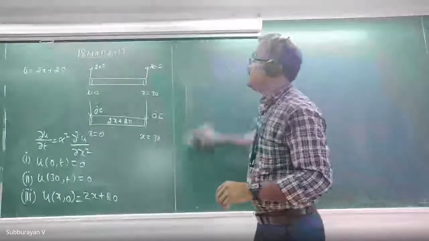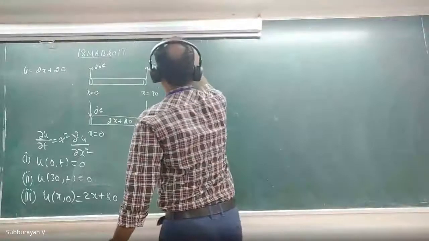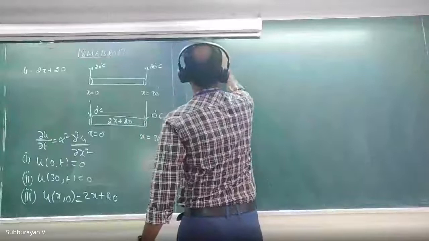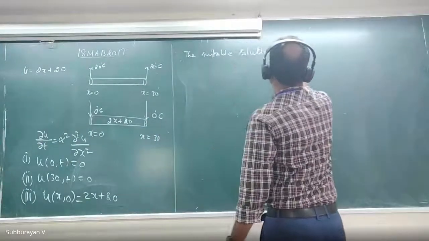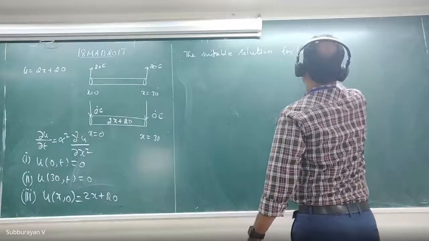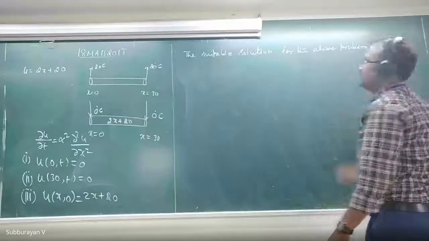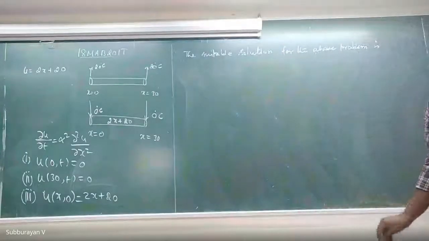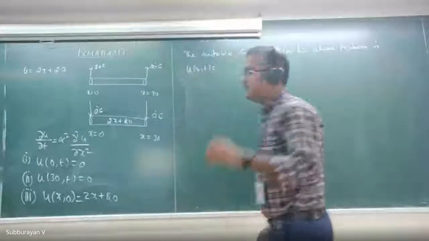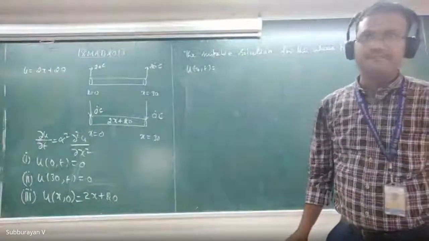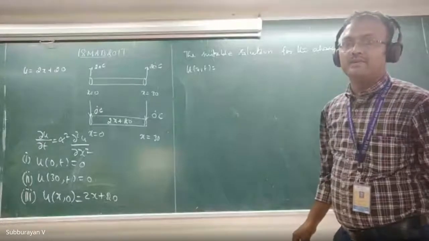Now tell me, what is a suitable solution for the above problem? The suitable solution for the above problem is u of x comma t. U of x comma t is what? Anyone please? What is the suitable solution?